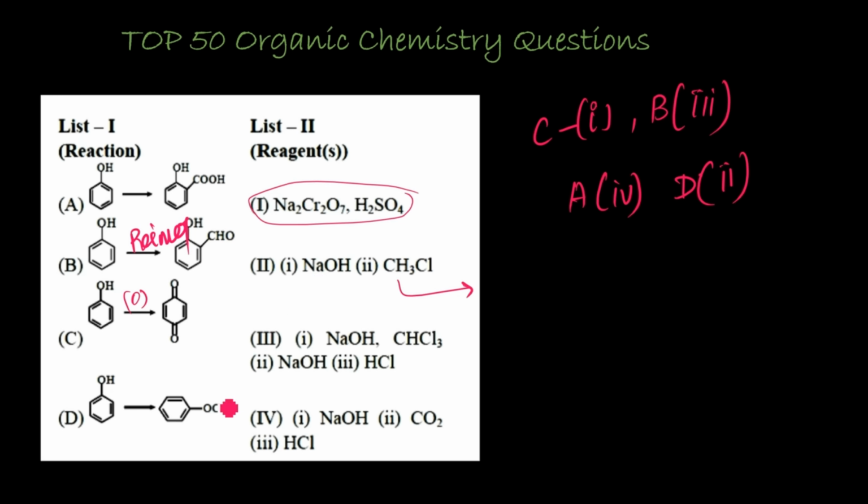So NaOH will first produce phenoxide and then CH3Cl. Na will take up the Cl and then CH3 will attach over here. Okay, so this is the right answer to this question.